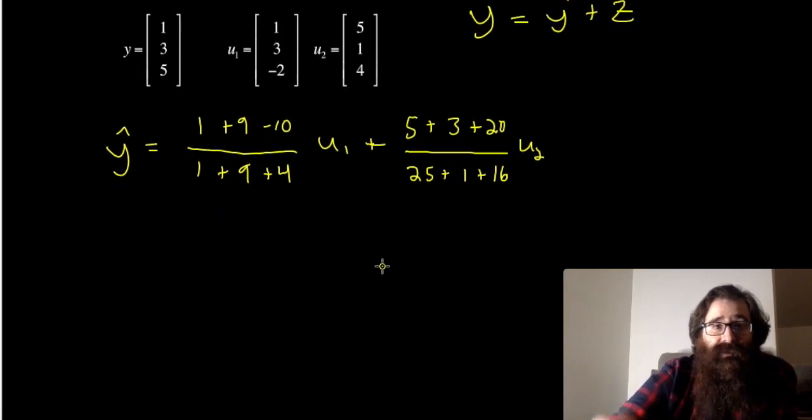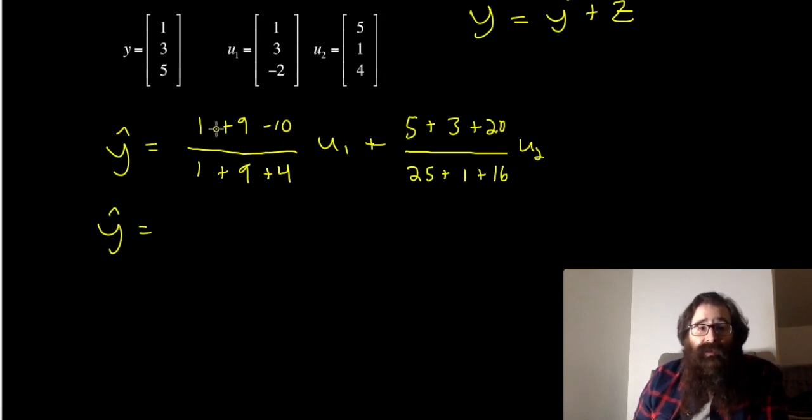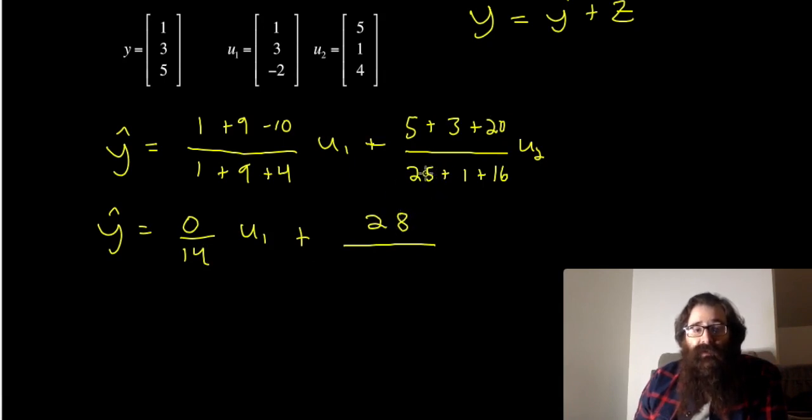Let's see if we can clean up these coefficients and then bring those vectors into play. So y hat is equal to, and we'll talk about this in a moment, 1 plus 9 is 10, minus 10 gives me 0, divided by 10 and 4 is 14, U sub 1, plus, what about here? Now I have 5 and 20 is 25, and 3 is 28, and then divided by 25 and 16, so that's 41, and then 42. I'm going to add that last one in there, times U sub 2.